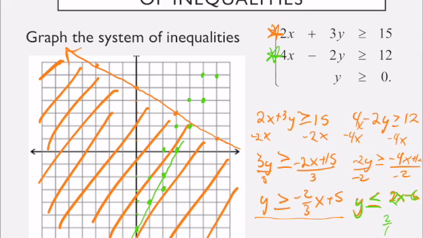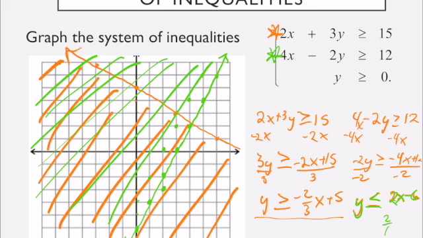Okay, so here's the line. Pay attention to the actual line. And I have that y is less than or equal to 2x minus 6. So that means this part down here is my solution. So I'm going to have to cross off this.